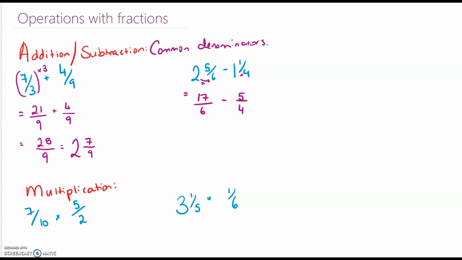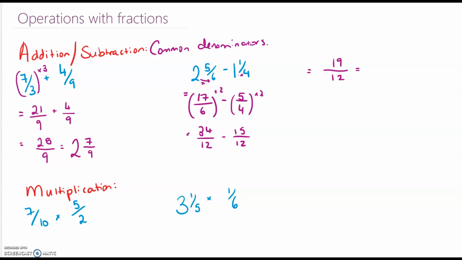Now, what's the smallest number that 6 and 4 both go into? That's 12. So we're going to times this fraction by 2 to make that 6 into a 12, and we're going to times this one by 3 to turn that 4 into a 12. So 17 times 2 is 34 over 12, minus 5 times 3 is 15 over 12. Okay, and then again, our denominator stays the same. So we end up with 12, and 34 minus 15, well, 34 minus 10 is 24, and 24 minus 5 is 19, so 19 over 12.